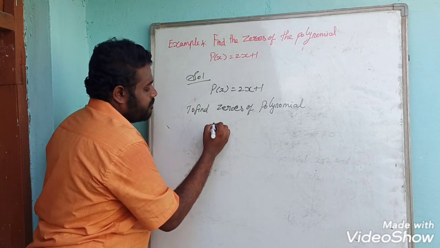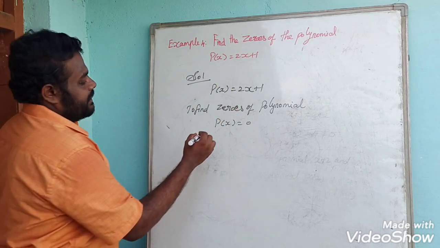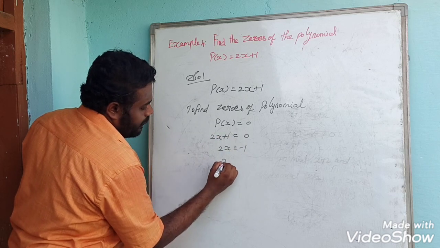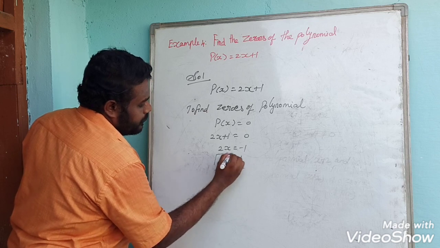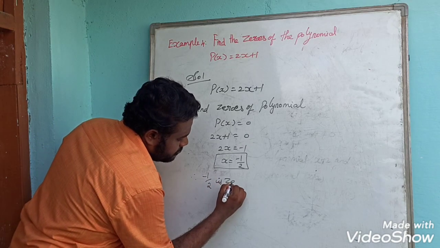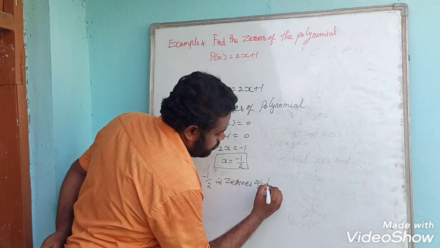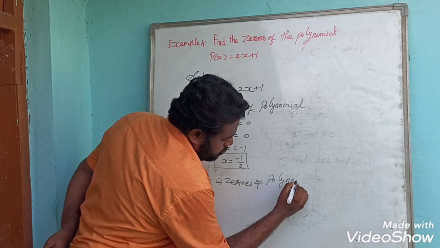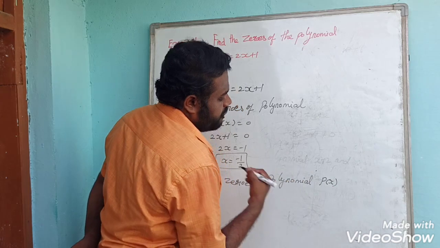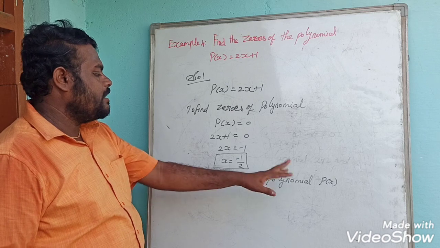To find the zeros of the polynomial, P of x equal to 0. So P of x, which is equal to 2x plus 1. So 2x plus 1 equal to 0. 2x equal to minus 1. X equal to minus 1 by 2. Therefore, minus 1 by 2 is the zero of the polynomial P of x.